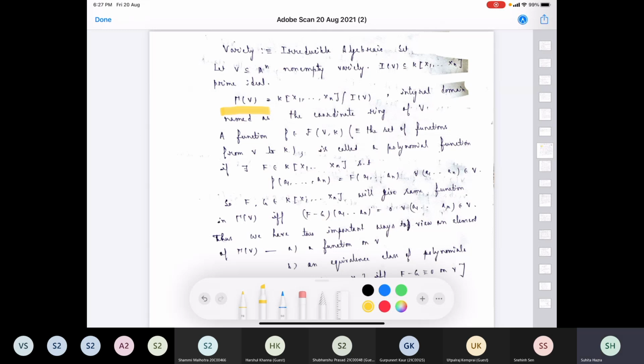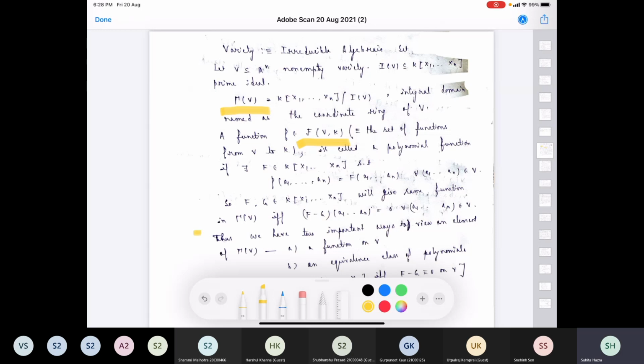So you can see now that a function f belongs to F(V, K), the set of functions from V to K, is called a polynomial function if there exists a polynomial F belonging to K[x1, x2, ..., xn] such that the small f and capital F coincide on the points of V. So if F and G are two polynomials and F minus G vanishes on all points of V, they are the same function in Γ(V).